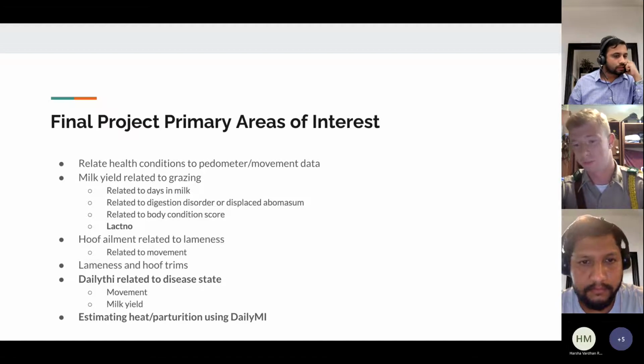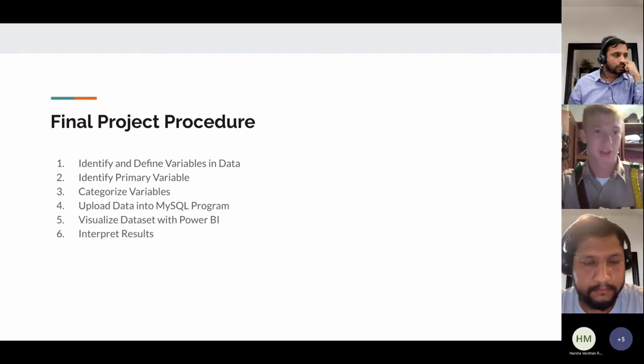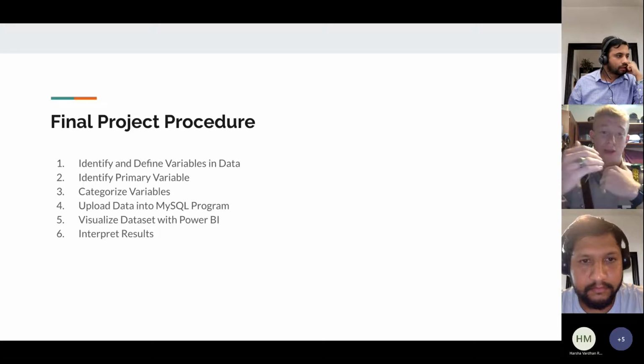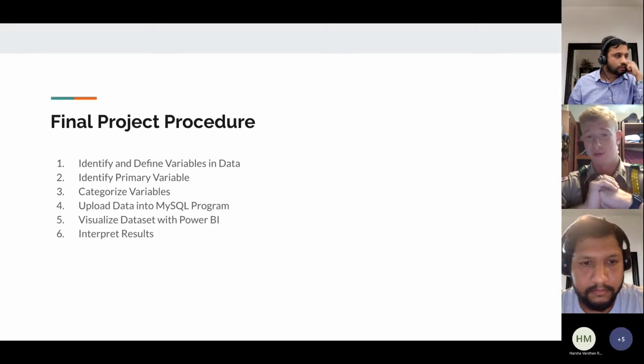Animals in heat are more liable to move around more. So that's where we got that from. And so here's kind of the procedure that we followed. The first thing that we did was we played around with the variables and the data that we received.